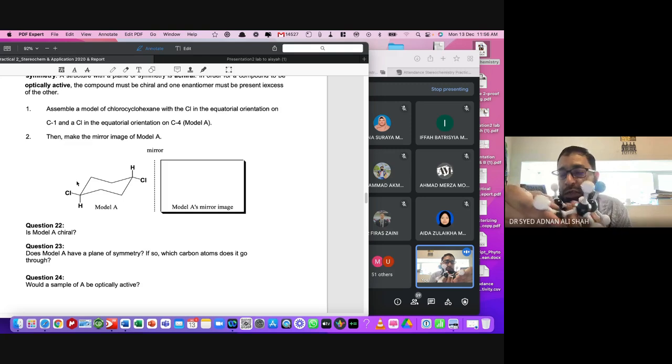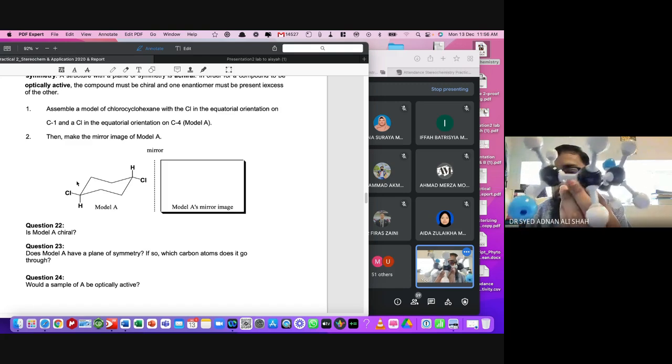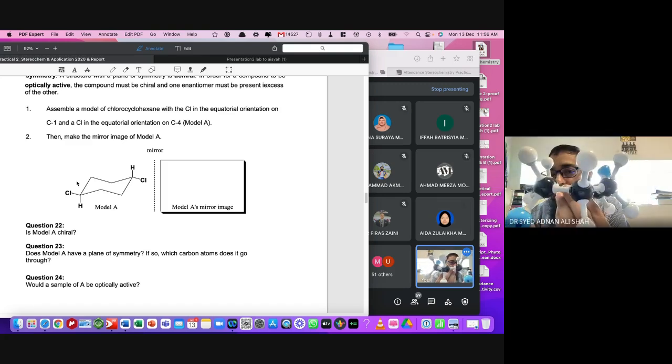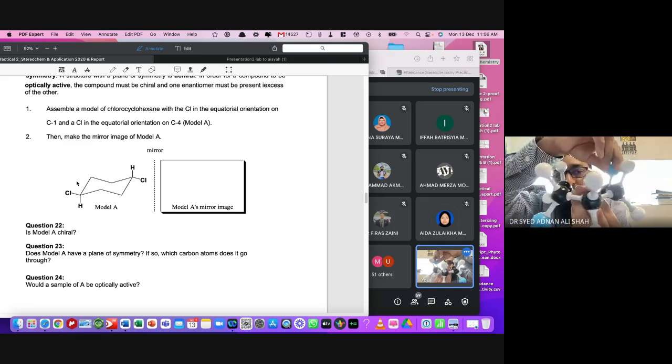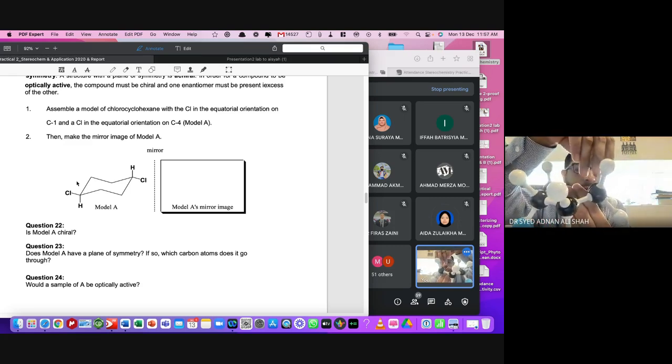Can you see this one? This one is chloride and this one is chloride, right? 1,4 disubstituted cyclohexane, right? Like this. Can you see? Yeah, you see this one. So you can see one chloro is at equatorial, and the other, you can see, like this.